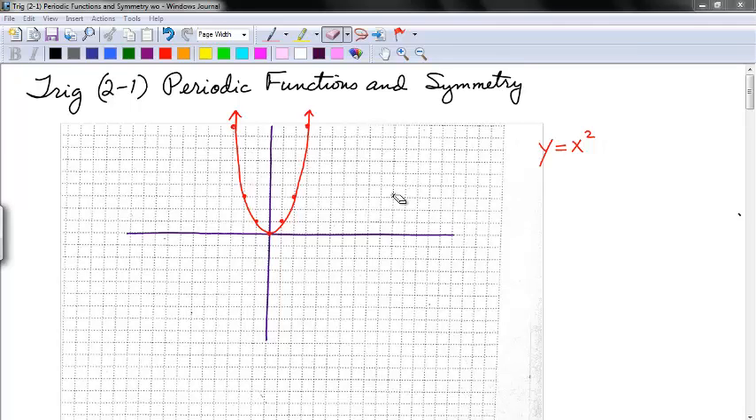Okay, so this is on what they call periodic functions and symmetry. This whole chapter is on graphing. We're going to go through graphing all 6 trig functions. By the time we get done, we're going to do it with and without a calculator. By the time we get done, you'll have to graph all 6 trig functions without the graphing calculator.